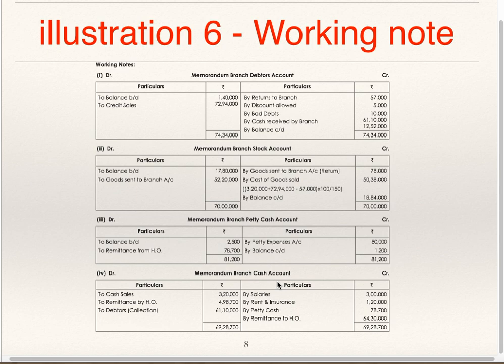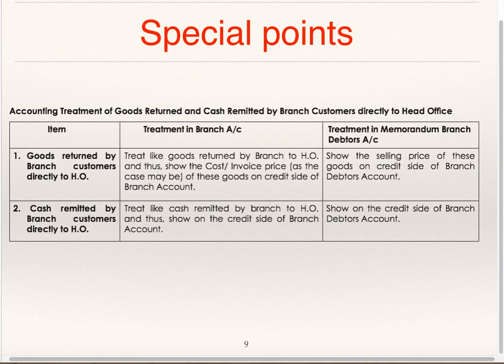Memorandum branch cash account is also prepared. No need of preparing this. Cash sales 3,20,000. Collection from debtors 61,10,000. These two are credited to branch account as remittances to head office. Now remittances by head office has sent 4,98,700 for salaries, rent, insurance and petty cash. So this is what branch has received and this is what they have expensed out. Even if you do not prepare this account as a working note, it is okay.